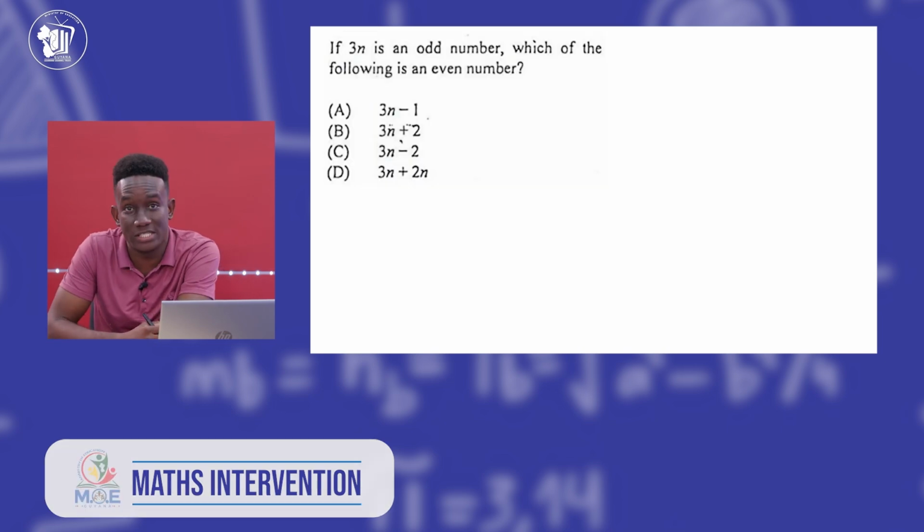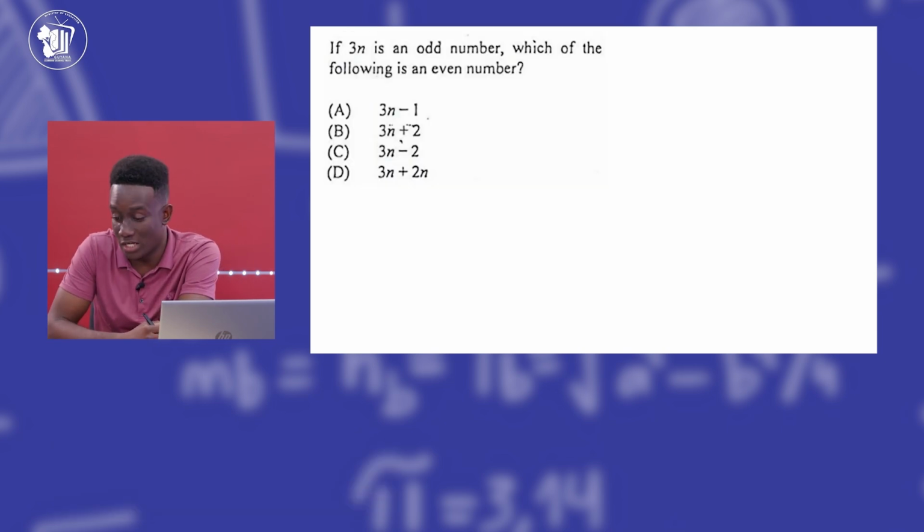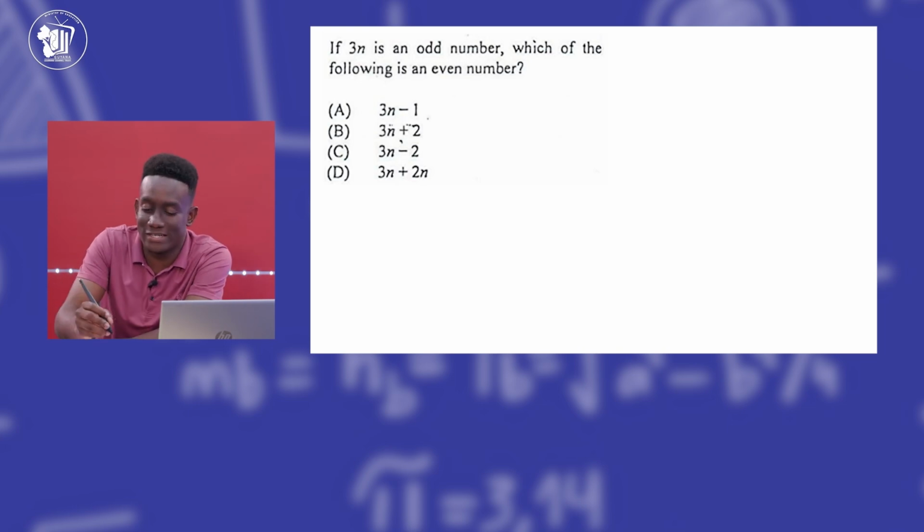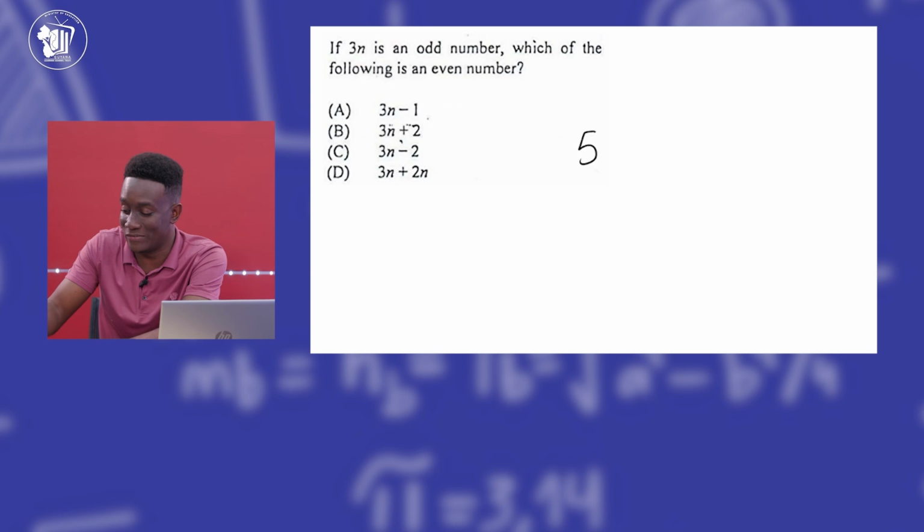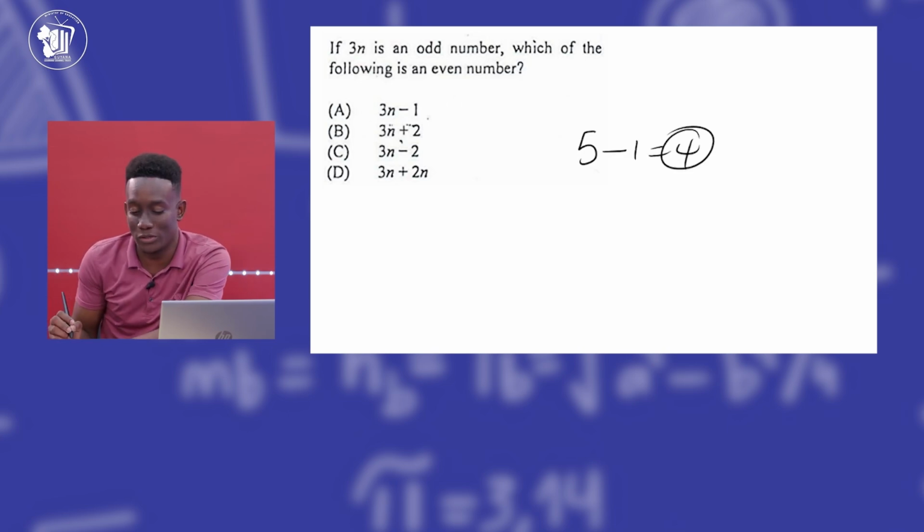So the next question says, if 3n is an odd number, which of the following is an even number? So let's say instead of 3n we had an odd number, 5. And let's look through these scenarios. So this first one says 3n minus 1, but instead of 3n we have 5. So 5 minus 1 is equal to 4. And we know 4 is an even number. So this answer here is simply A.